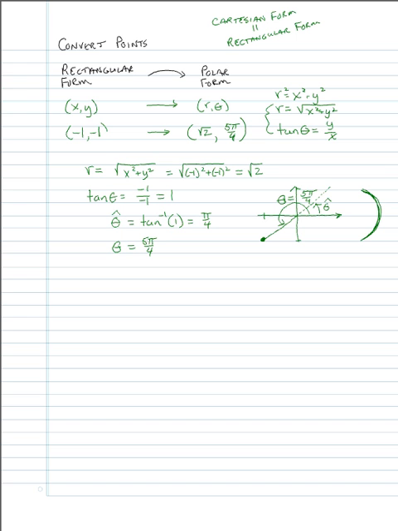Well, that's the issue with converting from rectangular to polar. Using tangent of theta as y over x isn't always going to be the best thing. I mean, we may have to add some information to it. So let me summarize real quickly here. Converting points.